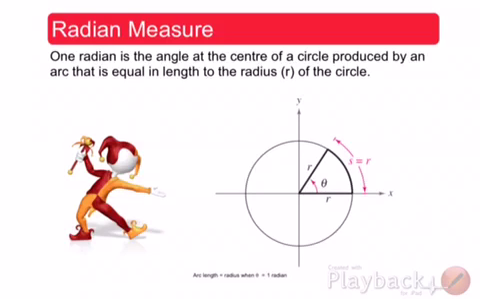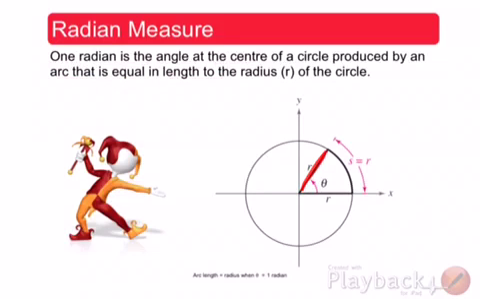Next thing that we need to consider is radian measure. So you've heard of radians now as a measure of angles. What it is: 1 radian is the angle at the center of a circle produced by an arc that is equal in length to the radius.